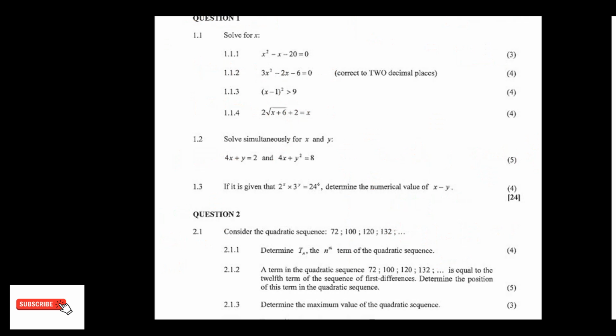Alright, so let's have a look at question 1.3. If it is given that 2 to the power of x times 3 to the power of y is equal to 24 to the power of 6, determine the numerical value of x minus y. The first question you might be asking yourself is, how am I going to even approach this question? Guys, with this question, it's pretty simple.